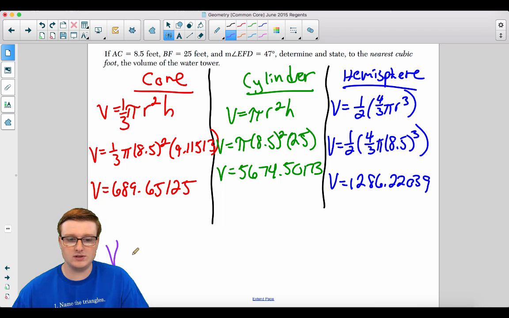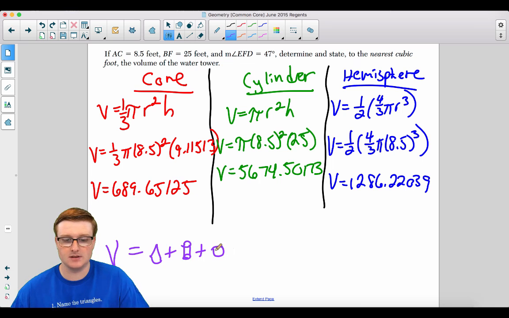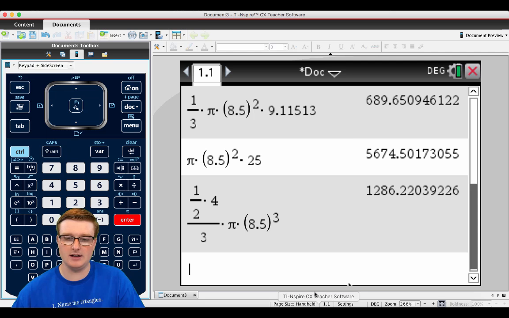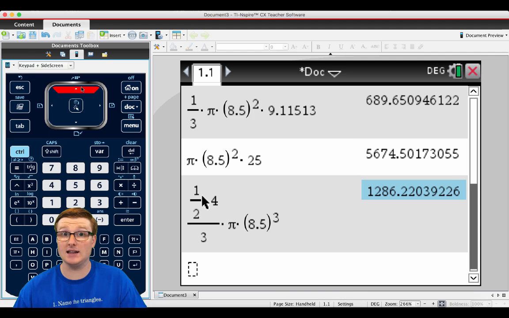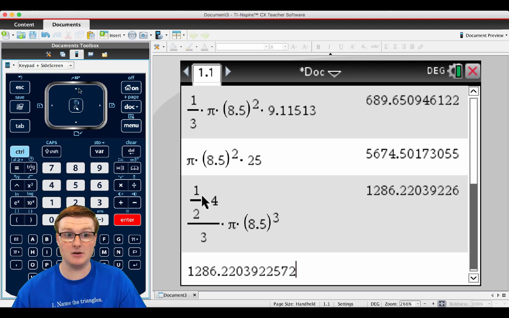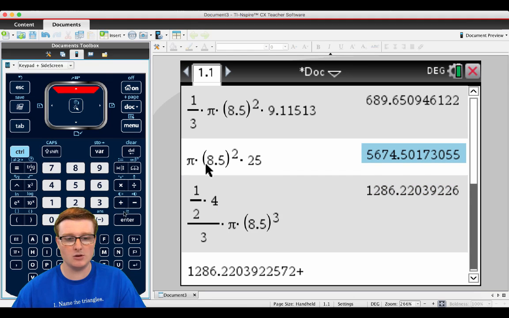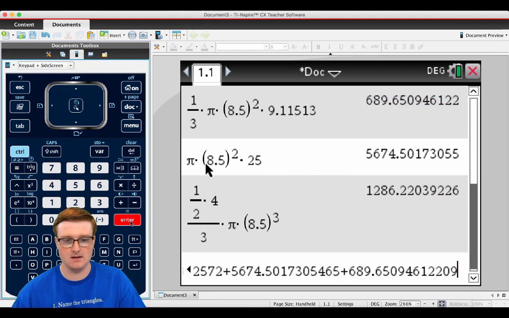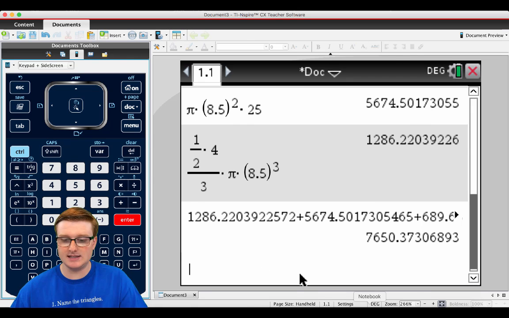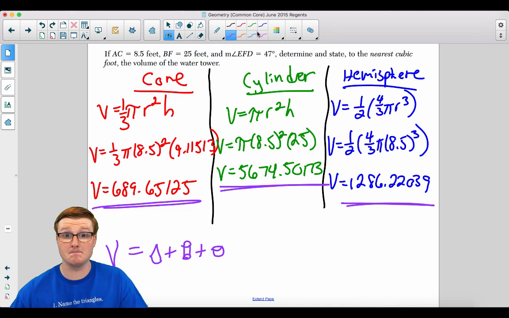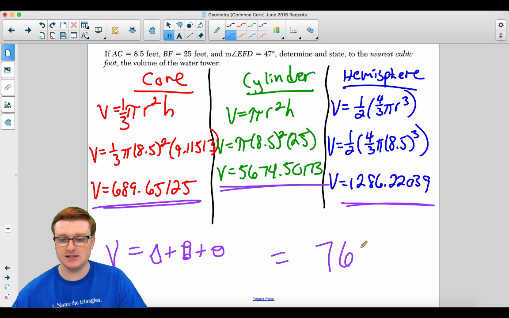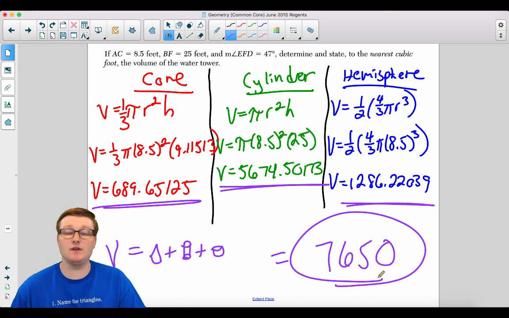To find the volume of the whole tower, we need to add the cone, the cylinder, and the hemisphere. I am not going to do that by hand. I am going to type all these things into my calculator. If you arrow up and highlight it blue and press enter, that copies and pastes things for you in this calculator. I keep going up and add everything I need, and then I'm going to round at the very end. 7,650.37. It says round to the nearest cubic foot, so that's going to be 7,650 as your answer for the volume of the water tower.